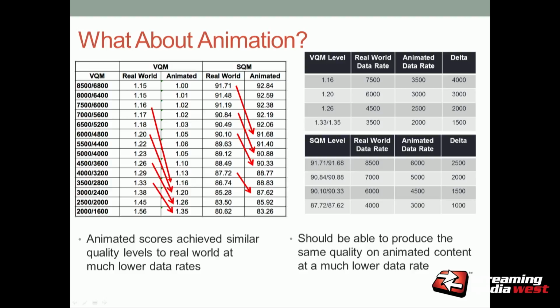So if you're trying to maintain quality over an entire library that has different content, then you don't need to apply the same adaptive group. You should run some tests, but I'm thinking you can save 30, 40% on your data rate for some animated content as compared to what you're using for real-world videos.